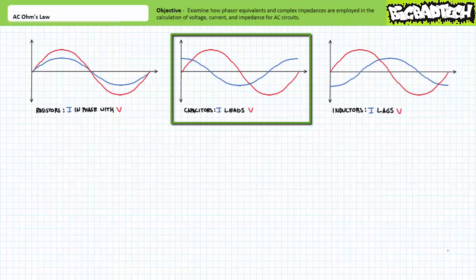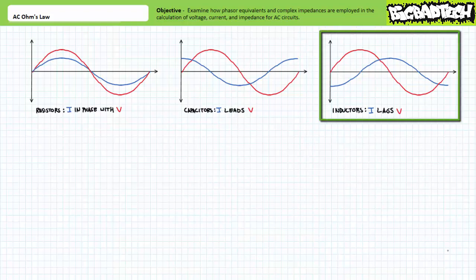In contrast, current through a purely capacitive element will always lead the voltage across it by 90 degrees. And finally, current through a purely inductive element will always lag the voltage across it by 90 degrees.